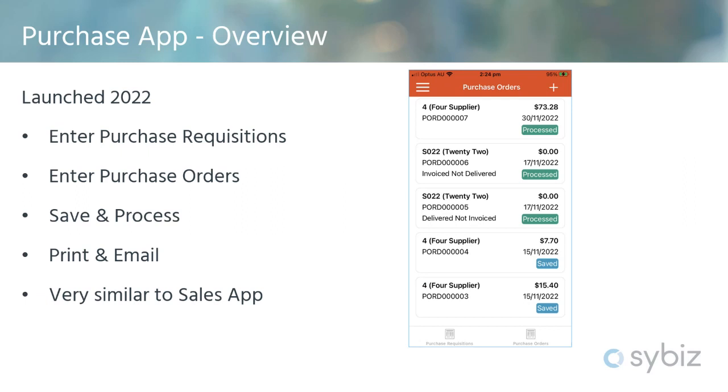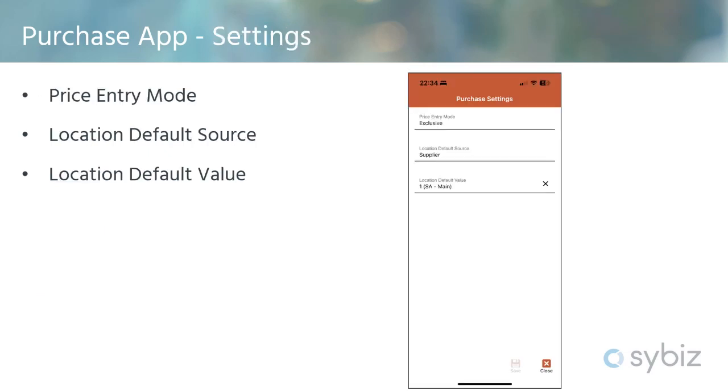So it is very similar in terms of adding lines, etc., to the sales app. So where possible within this demonstration today, we won't show you stuff that we've already talked about in the context of a different app. Again, you've got your defaults. It's a lot simpler than the sales app in terms of the options here. So you have your price entry mode and then your location default source.